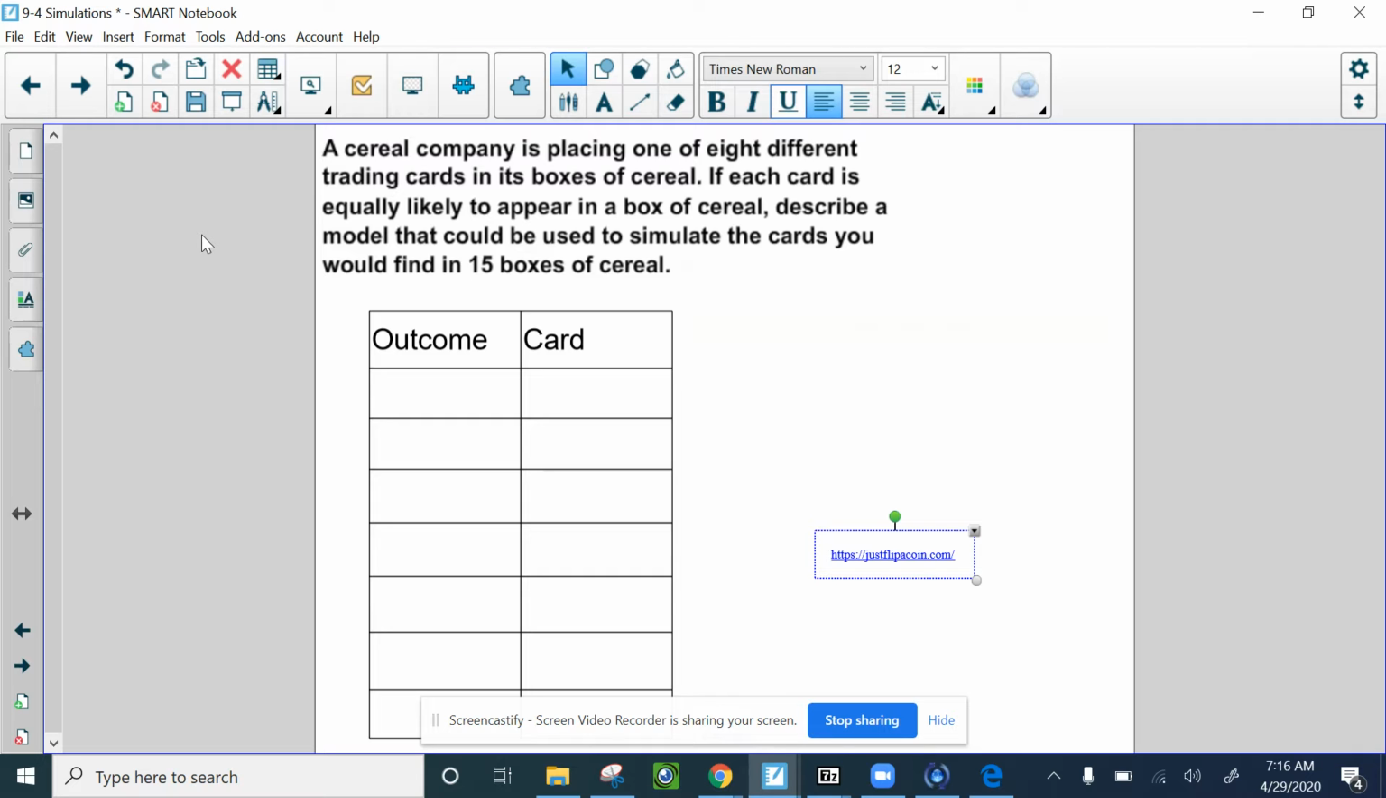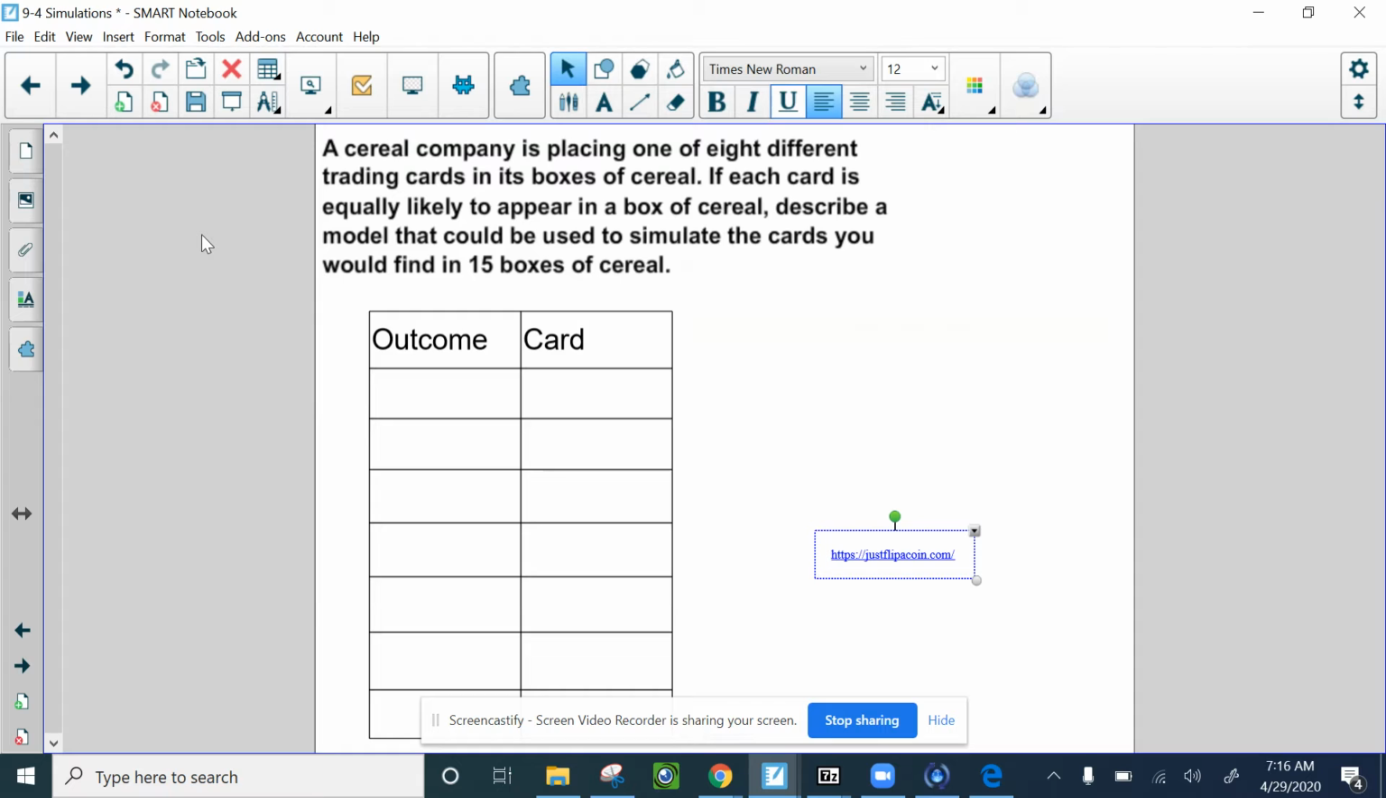We could make a spinner that has 8 different sections on it, 1, 2, 3, 4, 5, 6, 7, 8, to represent the 8 different cards. We could have 8 different colored marbles or popsicle sticks that we could pick, each color representing a different one. The dice would be kind of hard here, because unless you have an 8-sided dice, that really wouldn't work out that great.